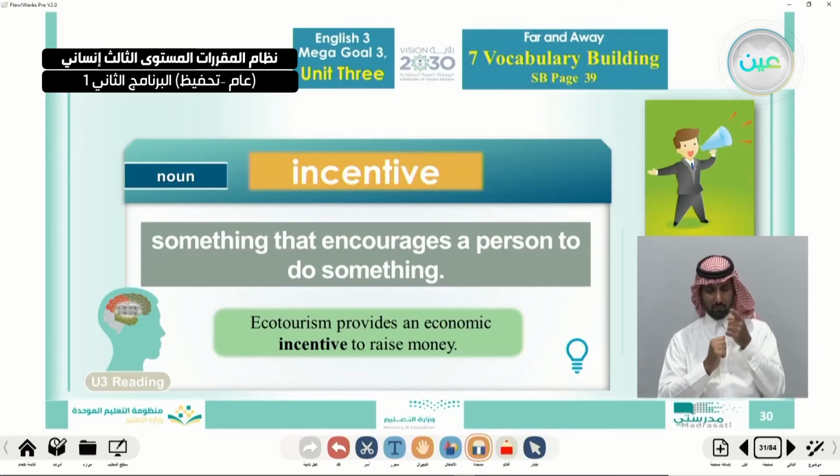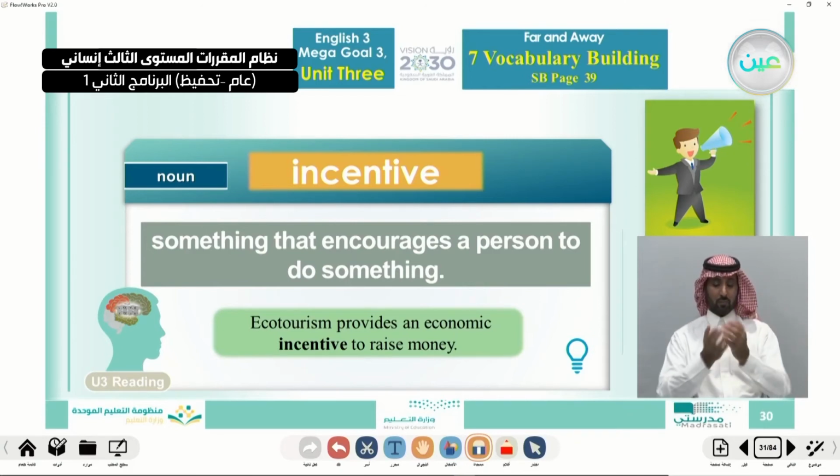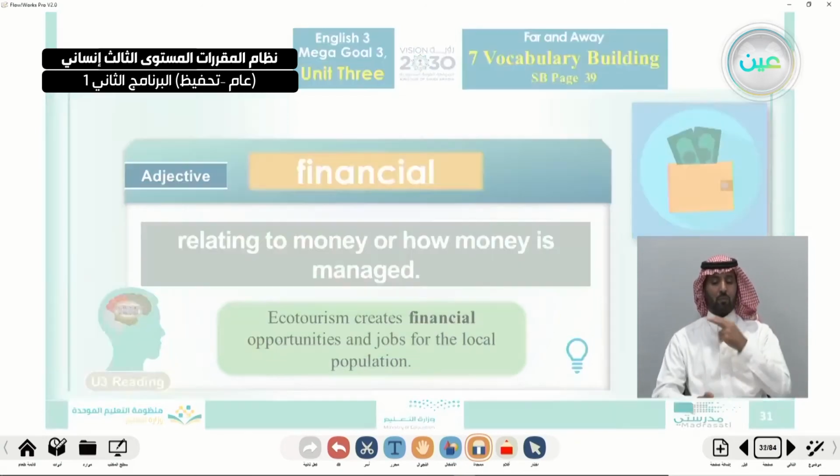Okay, incentive. The word is incentive. What does it mean? It means something that encourages a person to do something. Incentive means حافز. Okay, ecotourism provides an economic incentive to raise money. In addition to protecting the environment, ecotourism also provides an economic incentive to raise money. Also, it helps countries to raise money and to protect the environment as well.